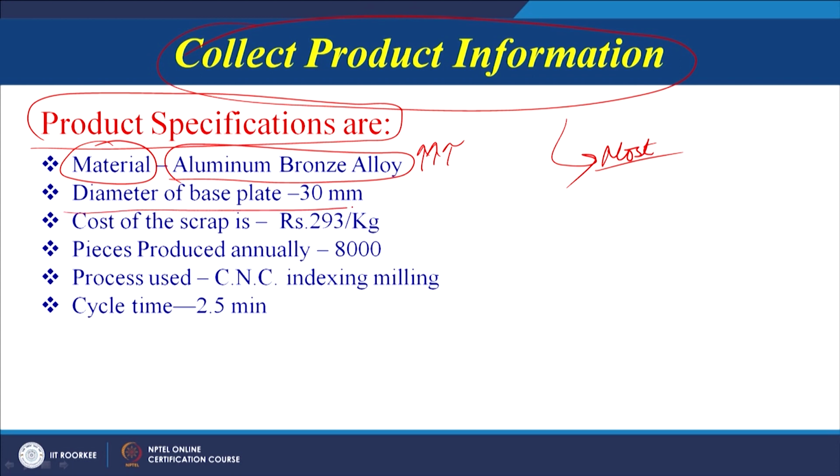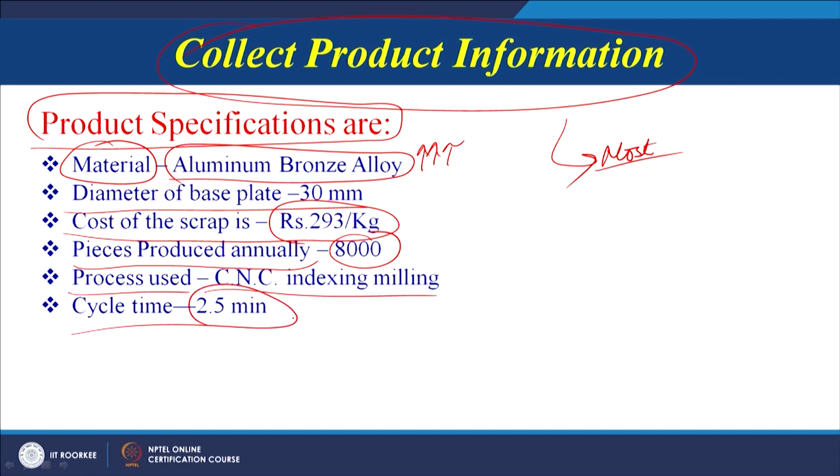Diameter of the base plate is 30 millimeter. Cost of the scrap is ₹293 per kg. Pieces produced annually. Process used is CNC indexing milling. Cycle time is 2.5 minutes. So this is all the information related to the focus adjustment knob. There can be additional information also which can be sought by the value engineers before jumping on to the functional analysis.